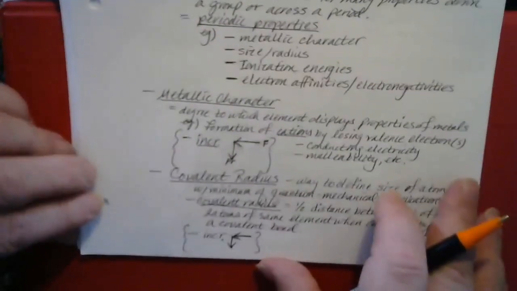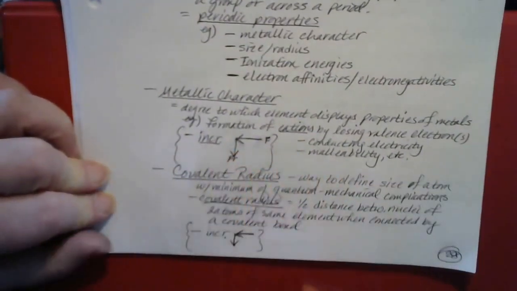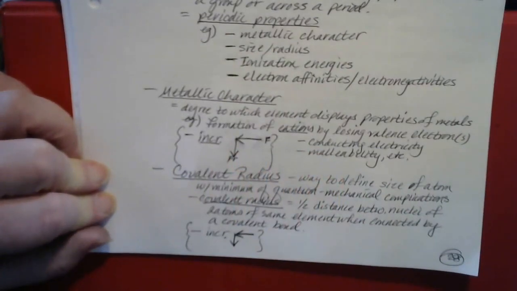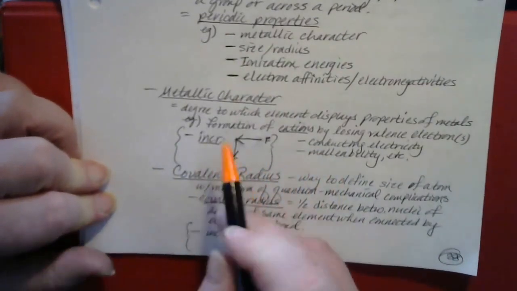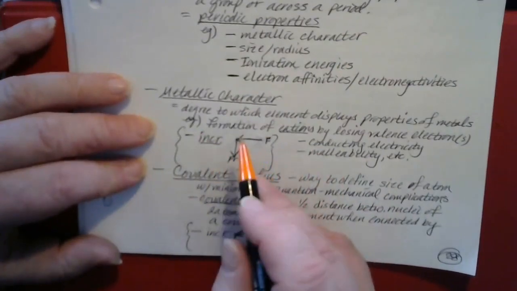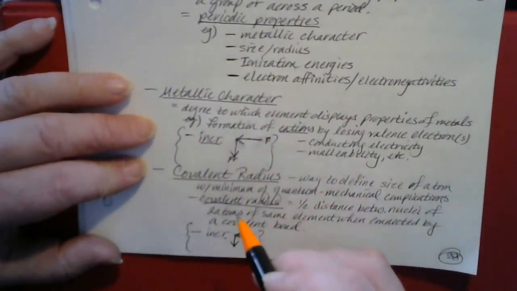Okay, back and fixed. That looks a little better now. I don't know how I got it backwards like that, but anyway, the metallic character increases going to the left and going down.